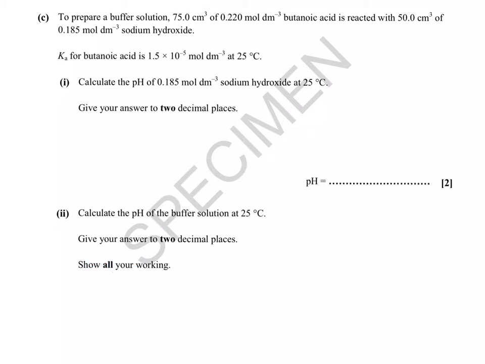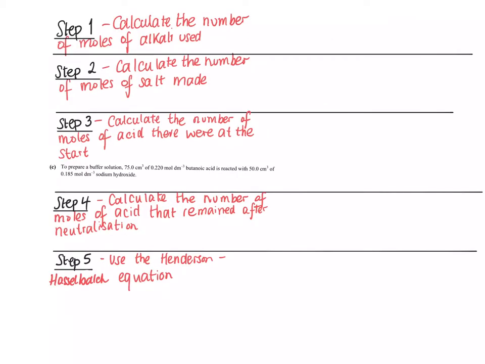Show your working. So there are 5 steps to doing this, and we're going to work through each step at a time. And the first thing we need to do is to calculate the number of moles of alkali used.